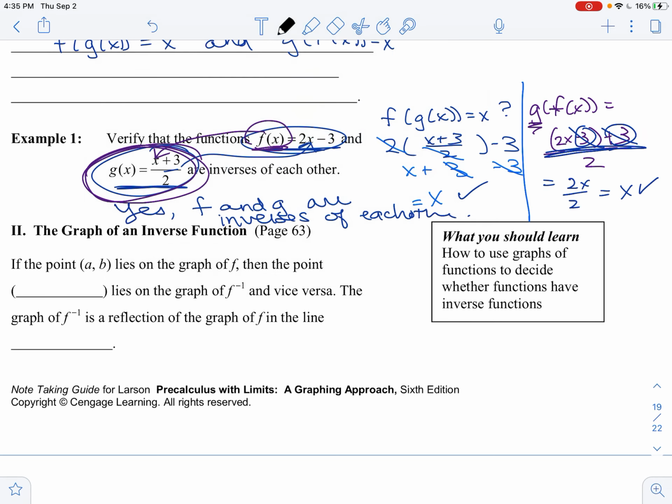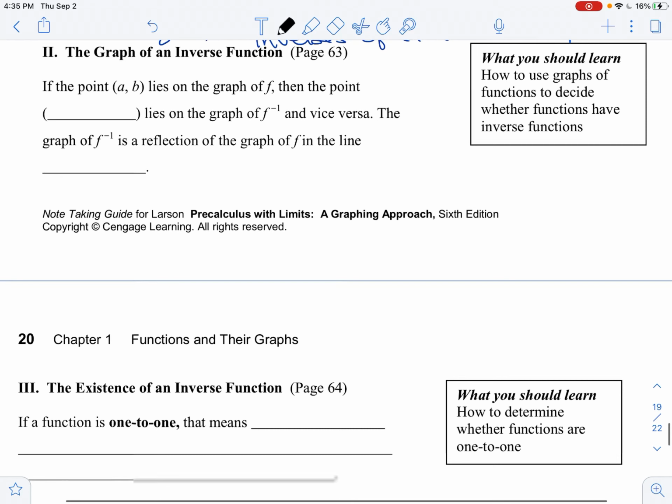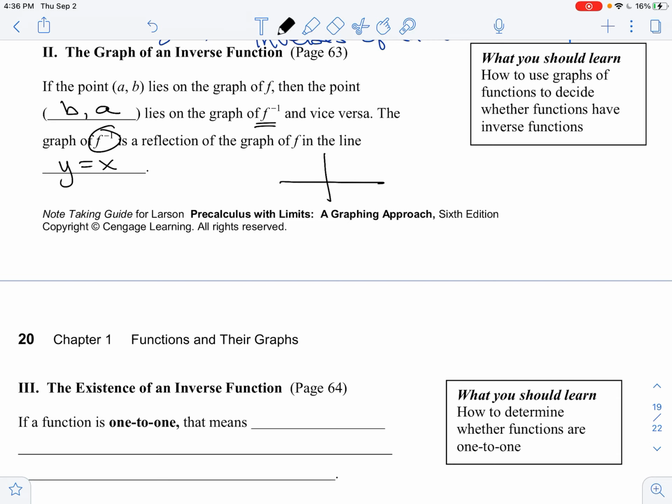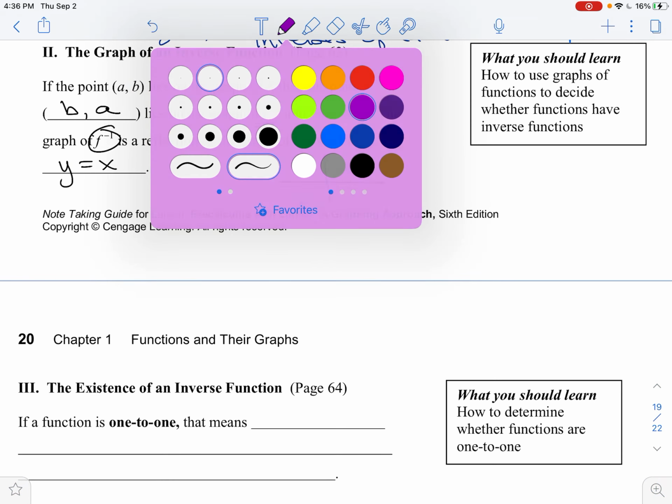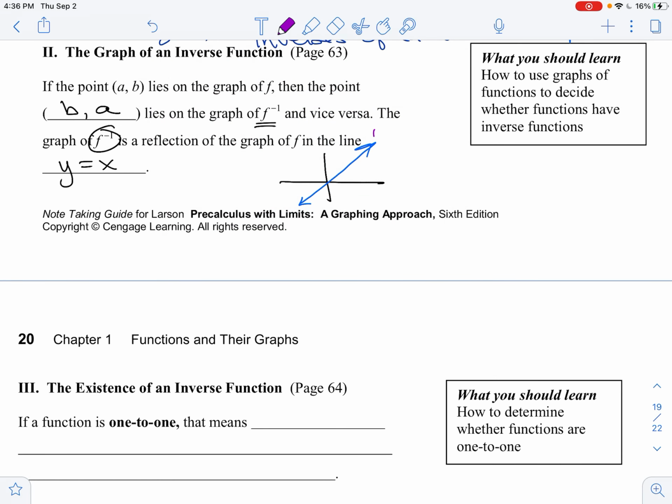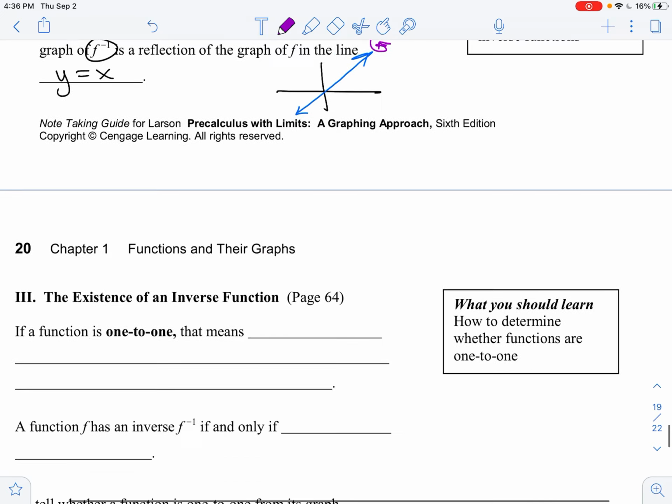All right, let's do the next one. It says the graph of an inverse function. So if the point (a, b) lies on the graph of f, then the point (b, a) lies on the graph of f inverse, and vice versa. So the graph of the inverse of f is a reflection of the graph in the line x equals y. This is the graph y equals x, which is a linear equation. So the inverses of each other just flip over this line.